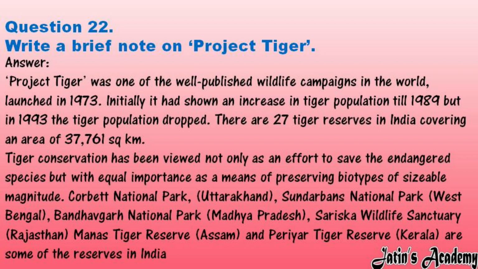37,761 sq km. Tiger conservation has been viewed not only as an effort to save the endangered species but, with equal importance, as a means of preserving biotypes of sizable magnitude. Corbett National Park, Uttarakhand, Sundarbans National Park, West Bengal, Bandhavgarh National Park, Madhya Pradesh, Sariska Wildlife Sanctuary, Rajasthan, Manas Tiger Reserve, Assam, and Periyar Tiger Reserve, Kerala, are some of the reserves in India.